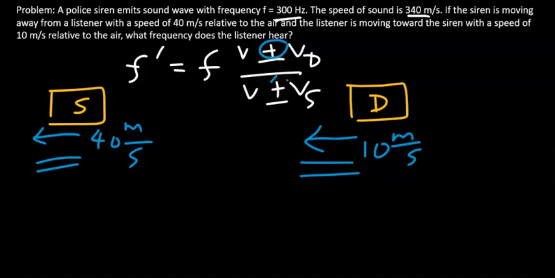So you must also choose the plus sign for its speed to give a shift down. So the final answer is the combination of these two effects.